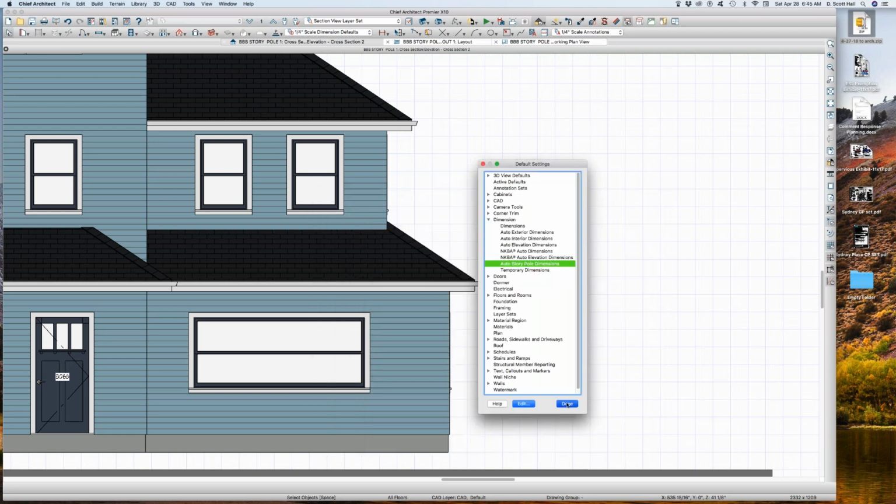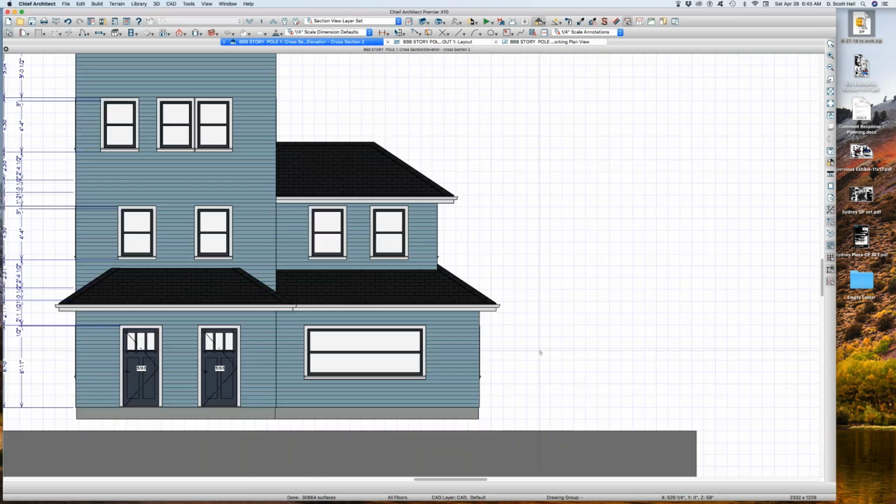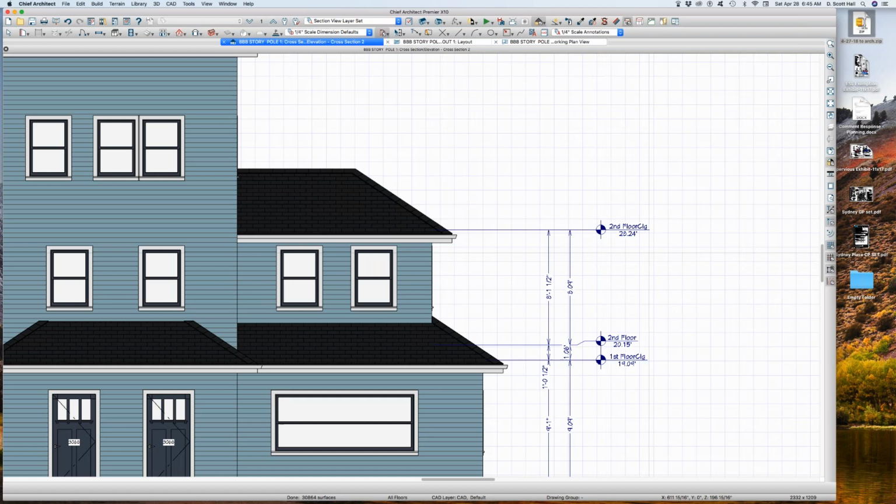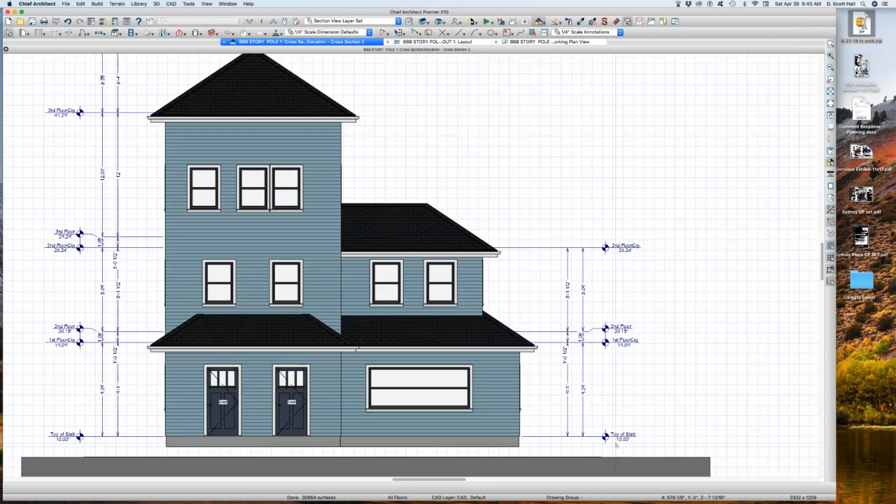Okay, now let's try it. This might be the answer. Second floor ceiling. Second floor. First floor ceiling. See, top of slab. And it is a slab, by the way. So I'm going to come over here. I'm going to try something real quick.